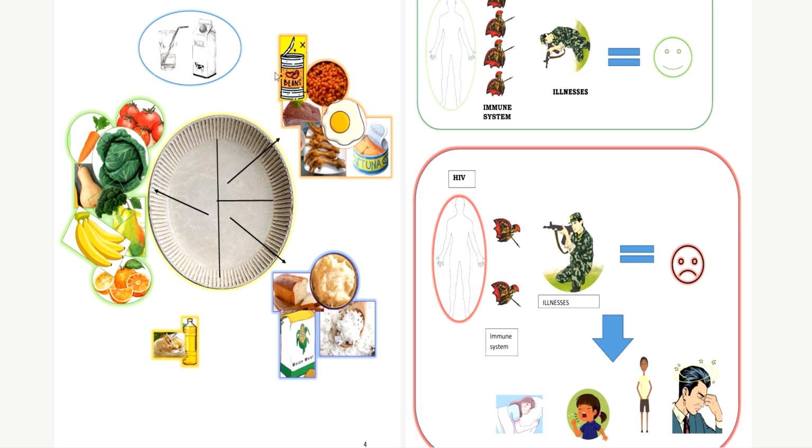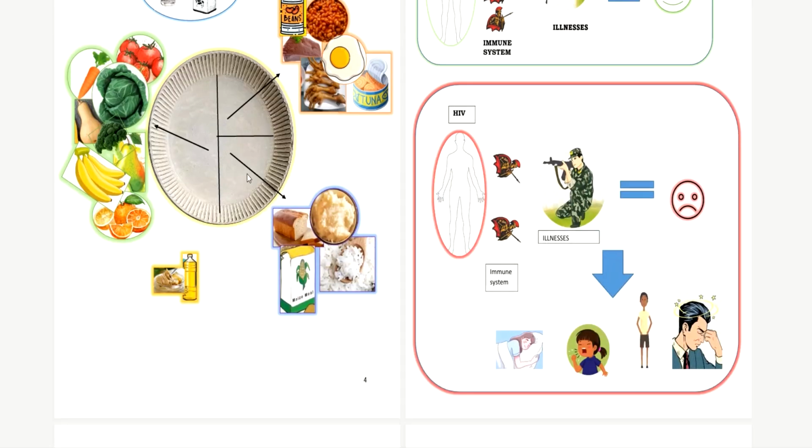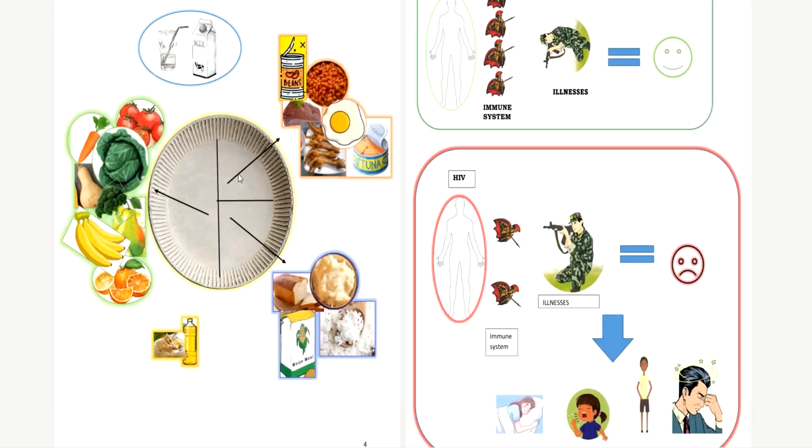And then I tried to use the plate model, obviously. So half the plate veggies, a quarter protein, and then a quarter starch, with your fats and your milk, but it was just not coming together at all. Okay, it's an attempt, obviously, like with everything. Your first attempt is always not that great. But yeah, so that was my attempt.